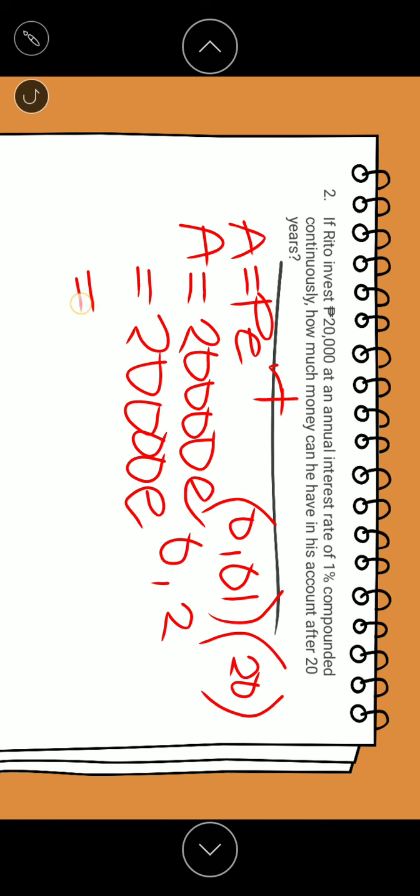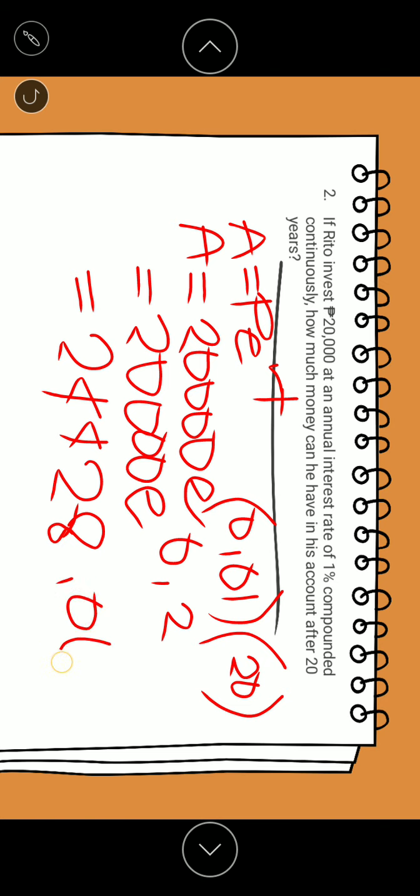Next, use your scientific calculator to get the exact answer. So 20,000 times Euler's number to the power of 0.2 would give us 24,428, I'm sorry, over 0.06. So this is the final answer. Thus, Rito can have 24,428.06 in his account after 20 years.